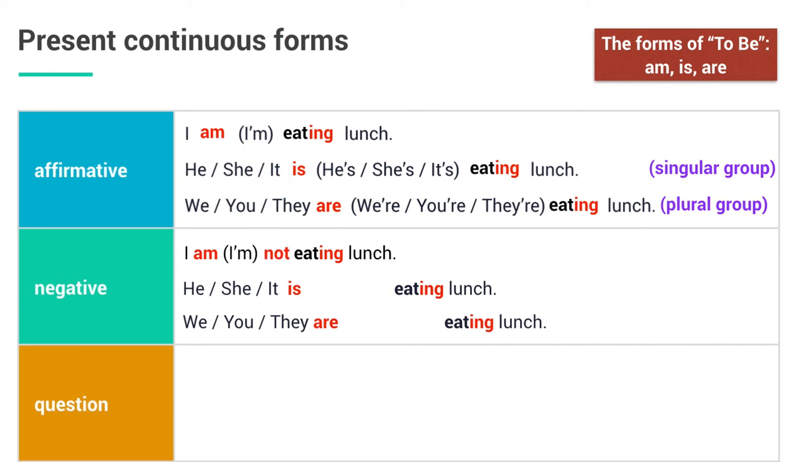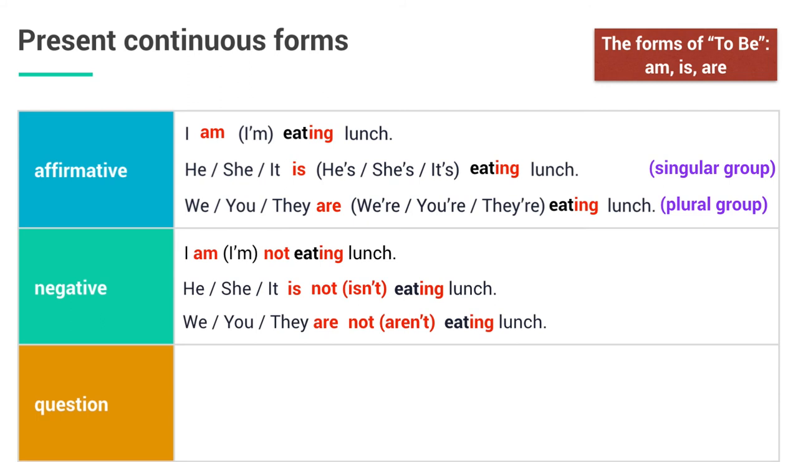So, what do we have in the end? I am not eating lunch. He, she, it is not eating lunch. We, you, they are not eating lunch. Remember, the short form of is not is isn't, and the short form of are not is aren't. Piece of cake, right?